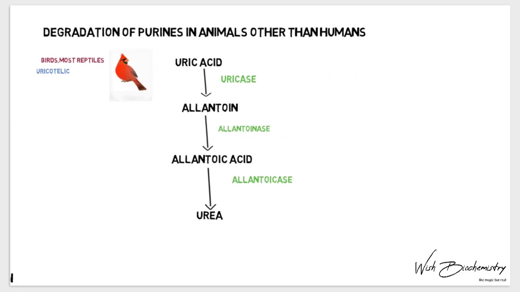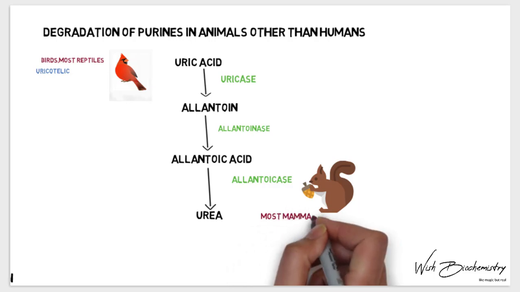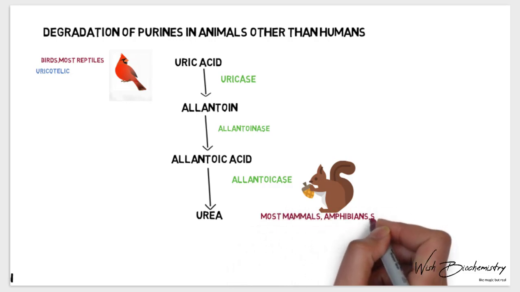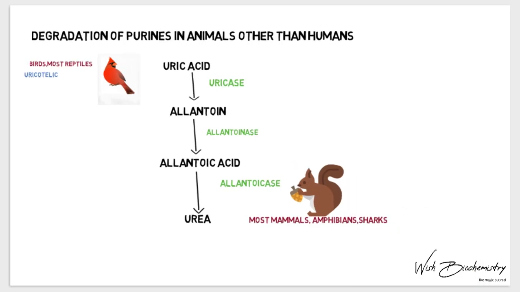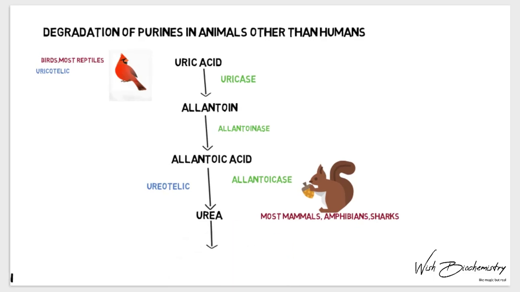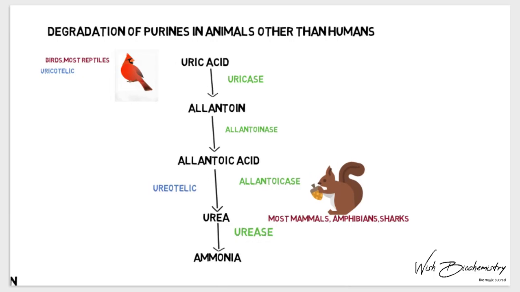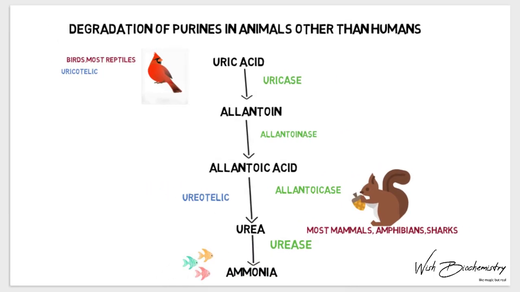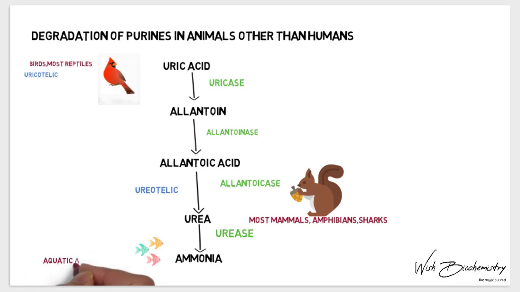Most mammals, amphibians, and sharks excrete urea as nitrogenous waste and are termed as ureotelic, excreting the less toxic soluble urea. Urea is converted to ammonia by the enzyme urease. Aquatic animals and invertebrates excrete highly toxic and soluble ammonia and hence are termed as ammonotelic. So this was about purine degradation.